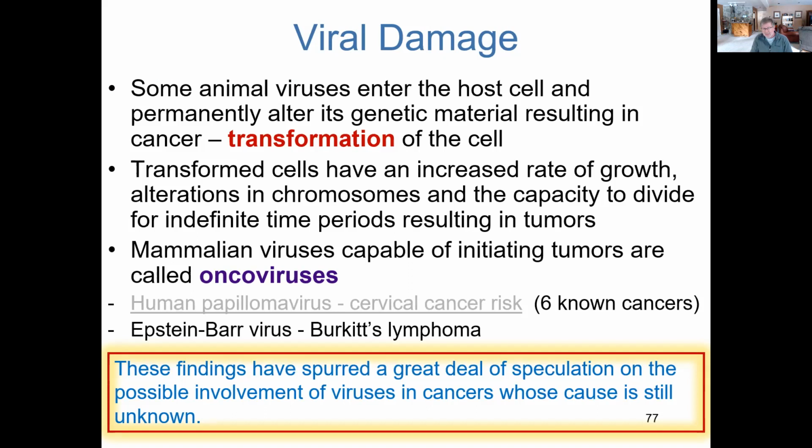And I've provided you a link here to the CDC that talks a little bit about the human papillomavirus, which, as it indicates here, there are 6 known types of cancers that can result from exposure to human papillomavirus. And the one that you might be somewhat familiar with is cervical cancer.